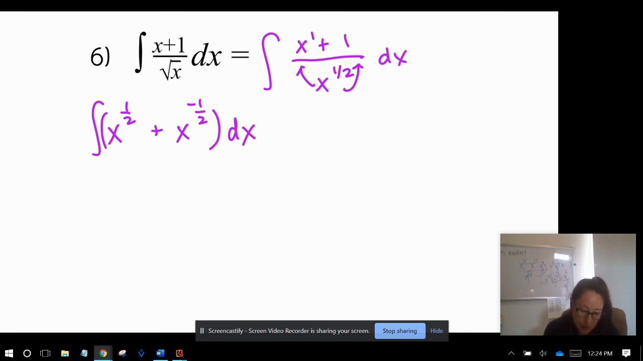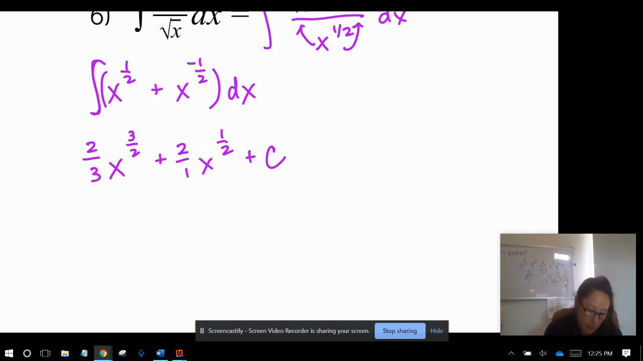All right, time to integrate. So I go x to the 3/2. Remember, when I'm dividing by a fraction, you're really going to multiply by the reciprocal. Okay, so 1 times 2/3, plus x, raise the negative 1/2 by 1 power, so to the 1/2 power. The reciprocal of 1/2 is 2, so we're going to multiply by 2, plus c. So I end up with 2/3 x to the 3/2 plus 2x to the 1/2 plus c.